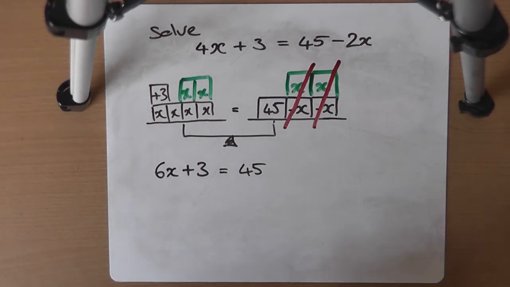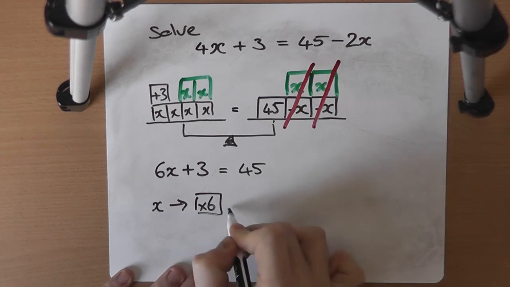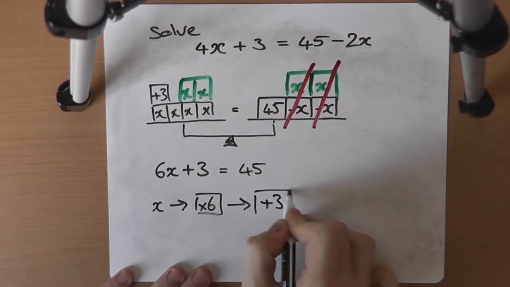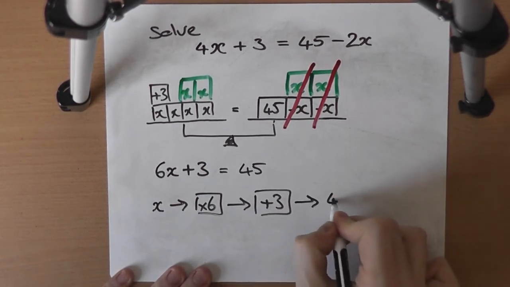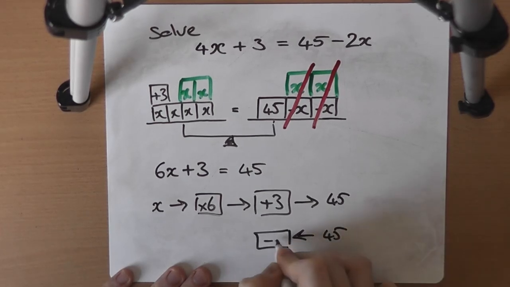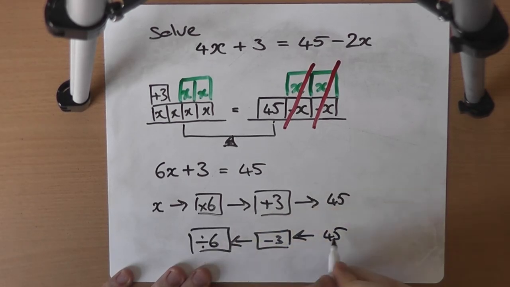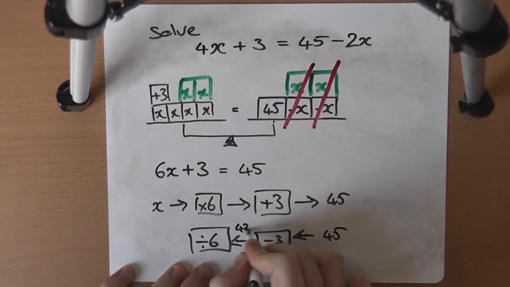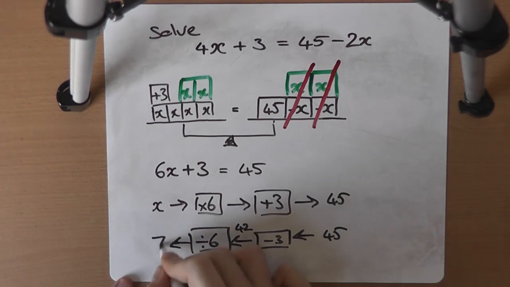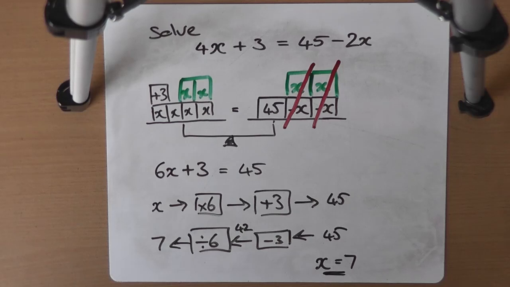That's something we can solve with a function machine. So the x goes in, we times that by 6, and then we have to add 3, and that spits out 45. Put the 45 back in. We're going to be taking away the 3, and then we're going to be dividing by 6. 45 take away 3 is 42, and 42 divided by 6, that spits out 7. So therefore our suggestion is that x equals 7.